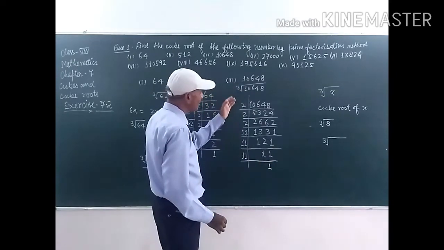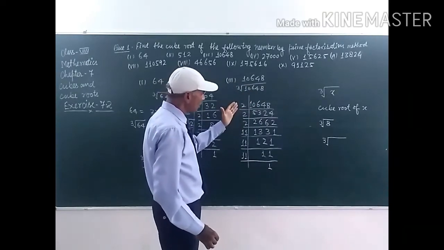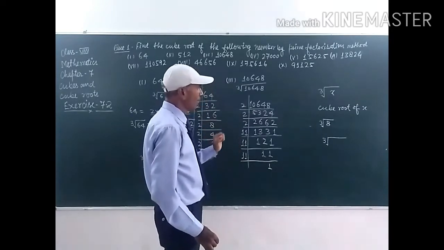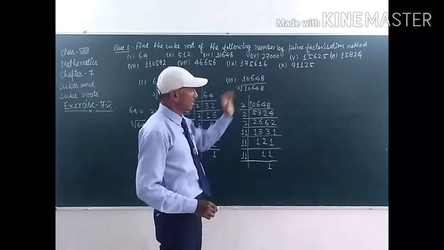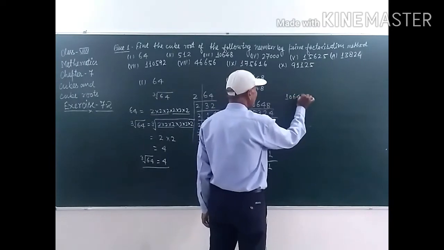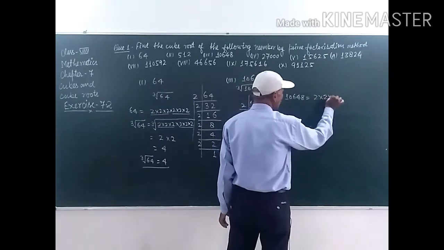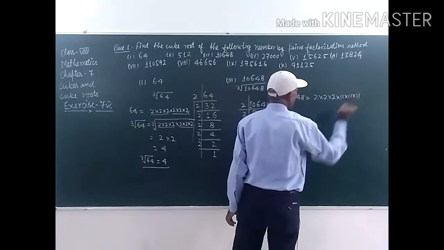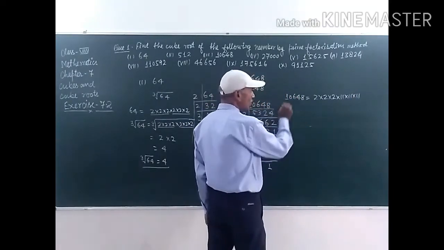So prime factors of 10,648 are 2 into 2 into 2 into 11 into 11 into 11. Now we have to write the prime factor of this number. So this 10,648 is equal to prime factors 2 into 2 into 2 into 11 into 11 into 11. Clear friends? Now we have to find the cube root of this number.